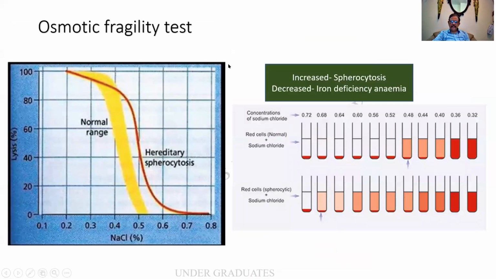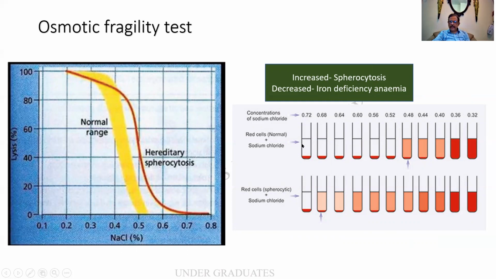Another test that can be done is the osmotic fragility test. As I told you, the sphere is the smallest sustainable form, but it is very fragile and it is subject to an osmotic test called the osmotic fragility test. So this is a normal one and this is a case of hereditary spherocytosis. Even in a small amount of saline, hemolysis can be caused, and this is plotted onto a graph.